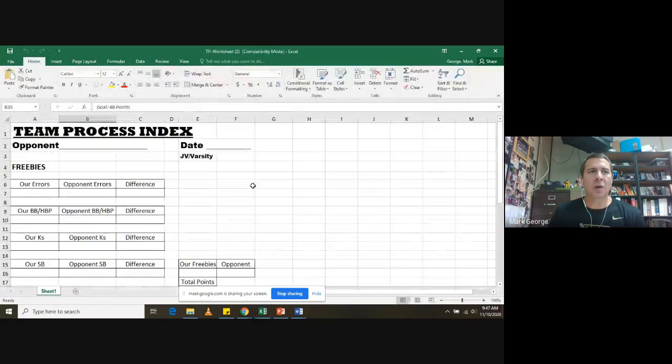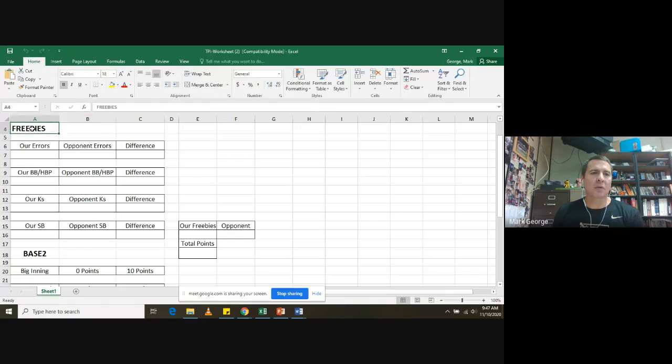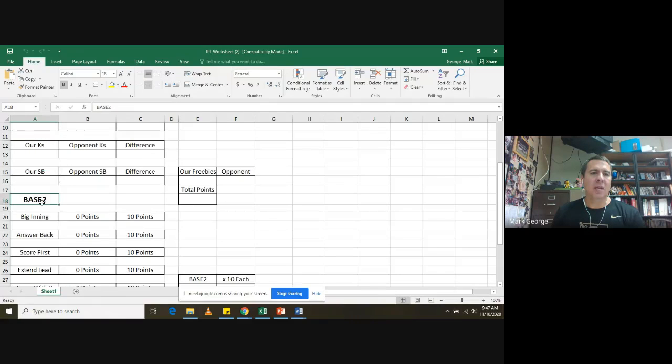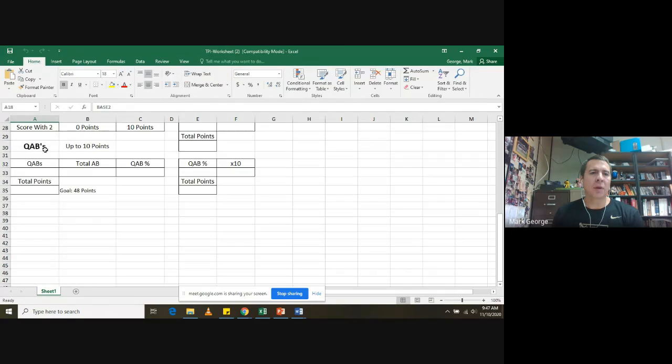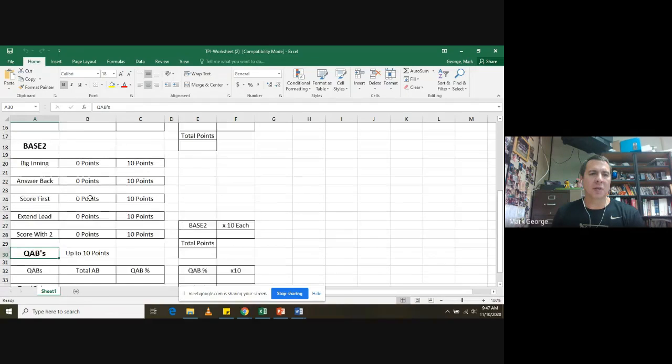This is called our Team Process Index. In our Team Process Index, we are evaluating a thing called freebies and base two, and we're combining that with our total quality at bats. And I'll explain to you what each one of these things are.